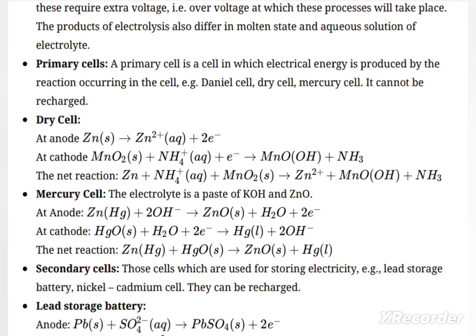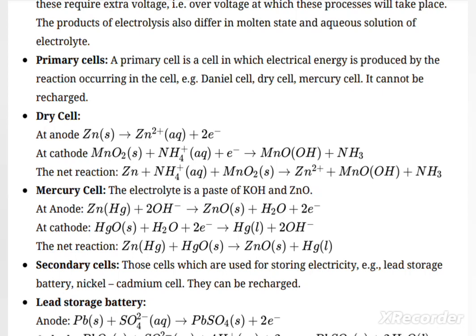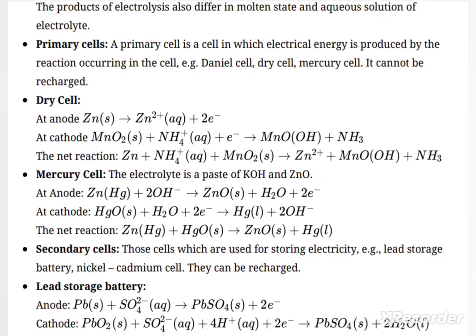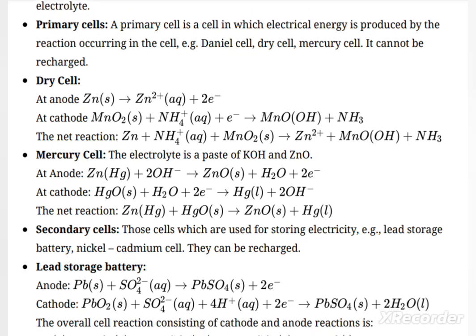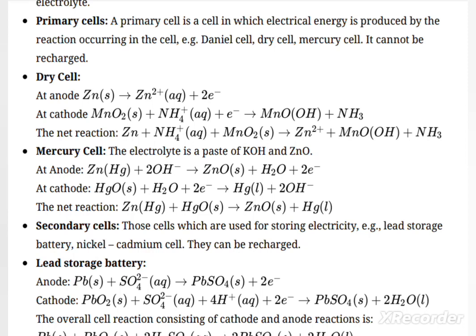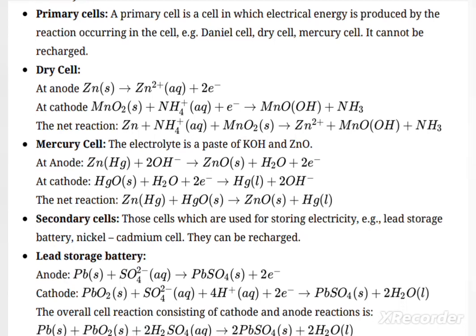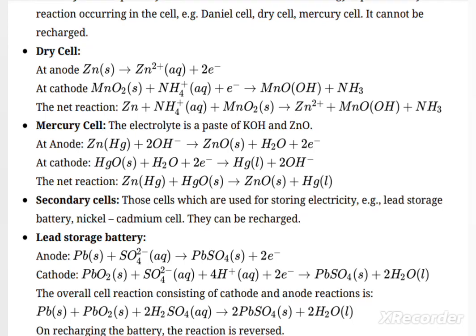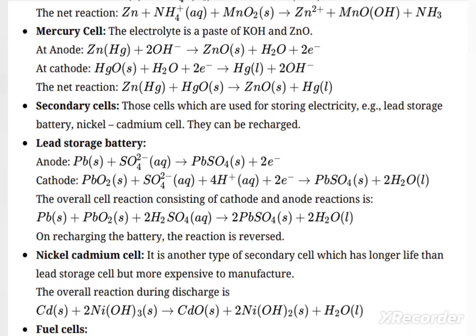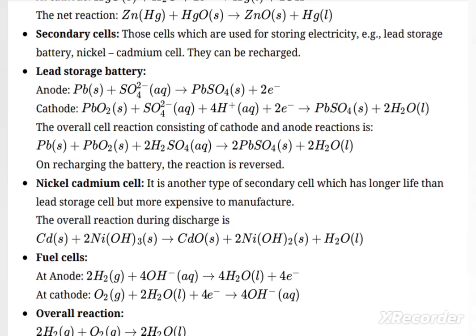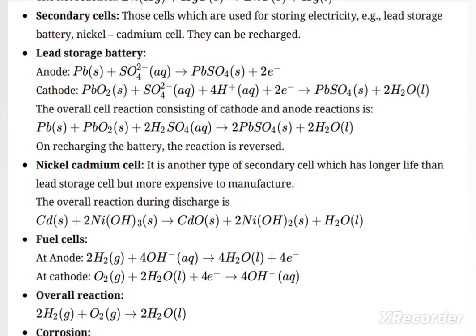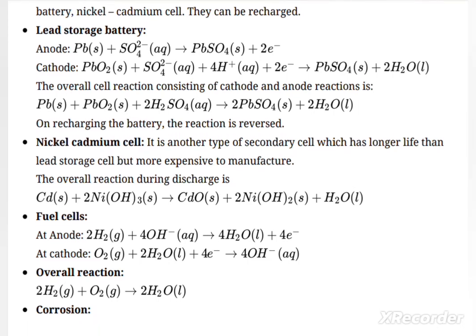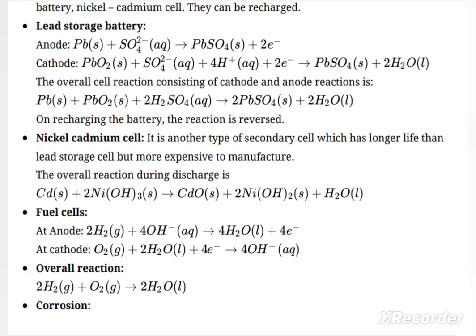Primary cell. What is meant by a primary cell? A primary cell is a cell in which electrical energy is produced by the chemical reaction occurring in the cell. Examples: Daniell cell, dry cell, mercury cell. It cannot be recharged. Secondary cell. What is meant by a secondary cell? Those cells which are used for storing electricity. Examples: lead storage battery, nickel cadmium cell. They can be recharged.